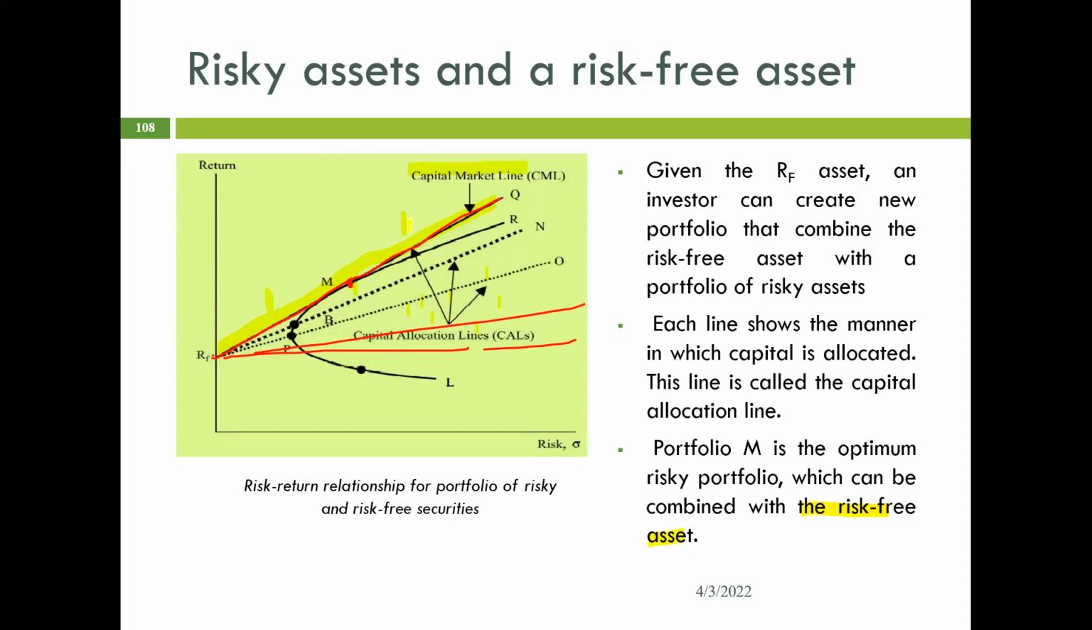Now next we explain this, this we call the lending portfolio. From M upward we call the borrowing portfolio. Right? Portfolio M is the optimal risky portfolio which can be combined with the risk-free asset. If you invest in the optimal risky portfolio and the risk-free investment, your portfolio weight lies in this part, RF to M.